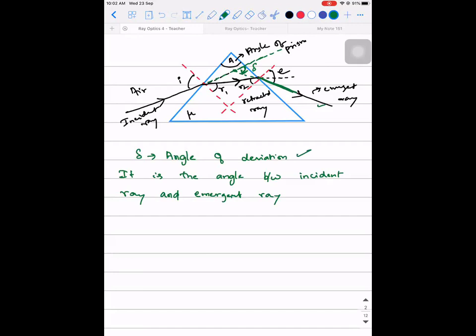Any doubt till this step? Any doubt in this ray diagram or any terminology? Clear, right? Okay. So shall we derive?